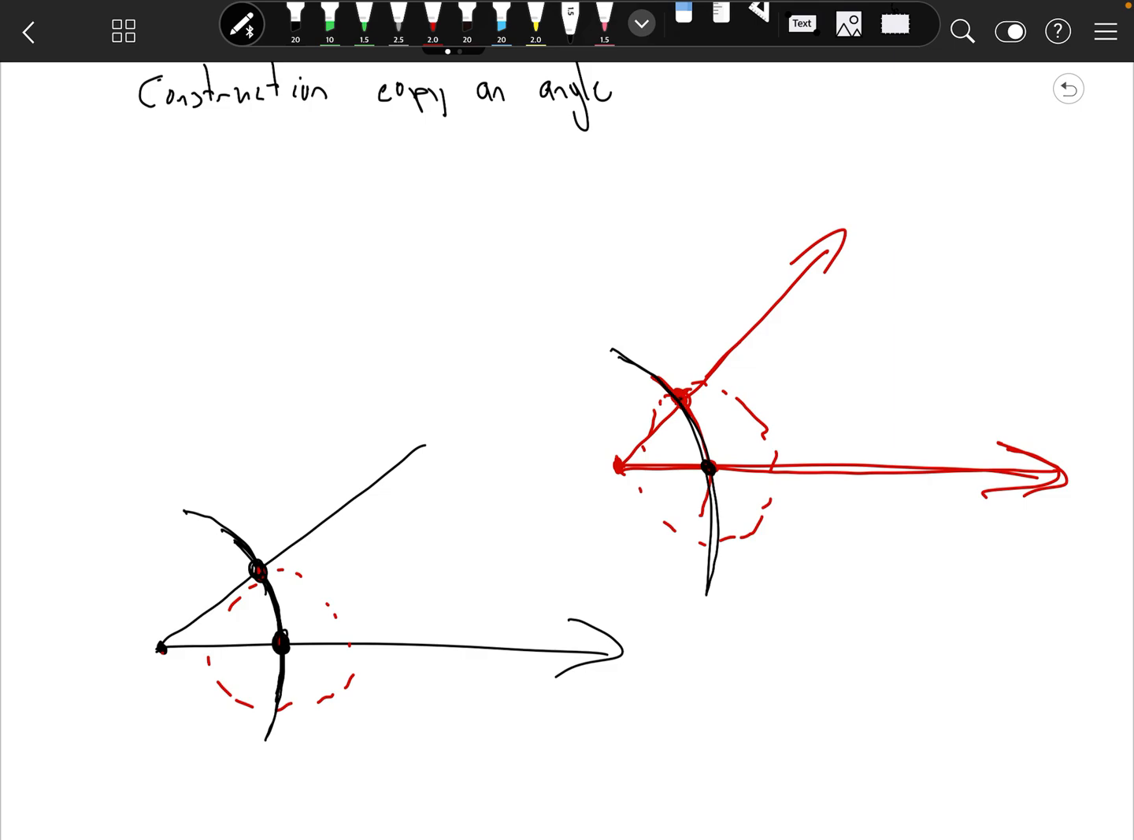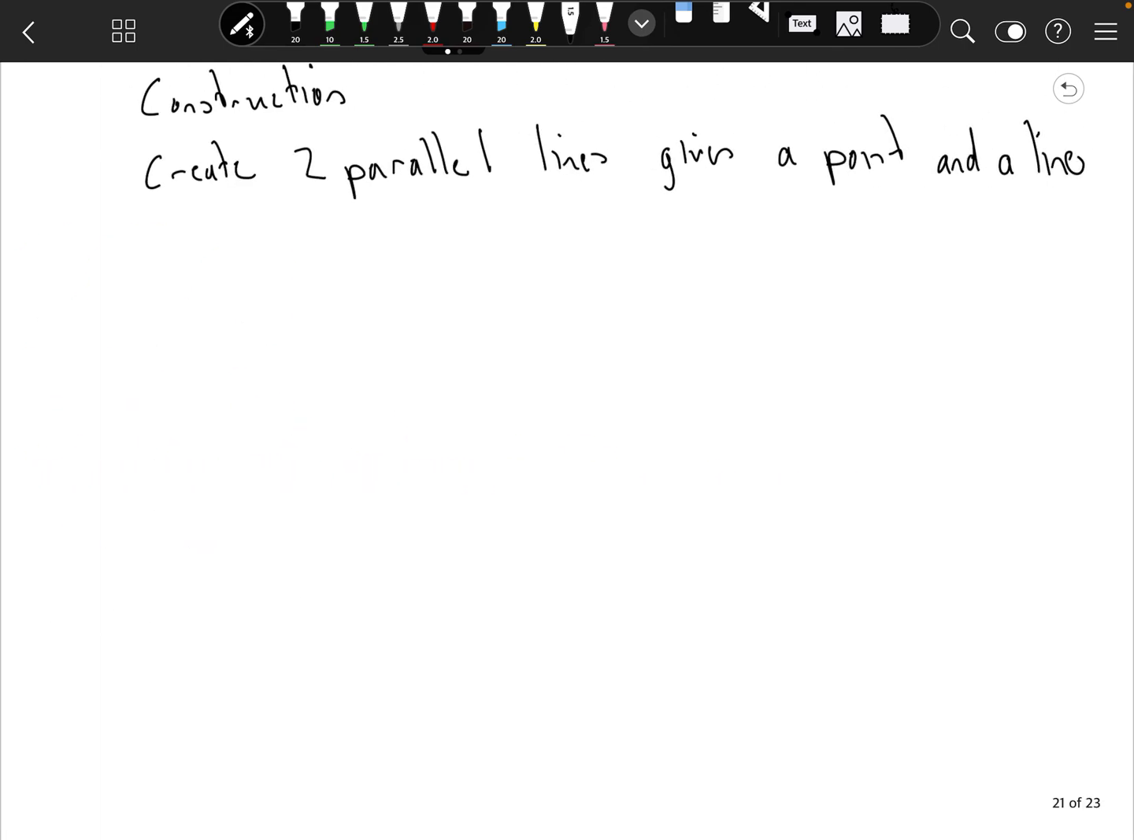And then you just measure that distance, keep the compass setting from that one, bring it over here, and you have that new point. Okay, so that's kind of how you copy an angle. All right, hopefully that's helpful enough for you to do what we need to do next.